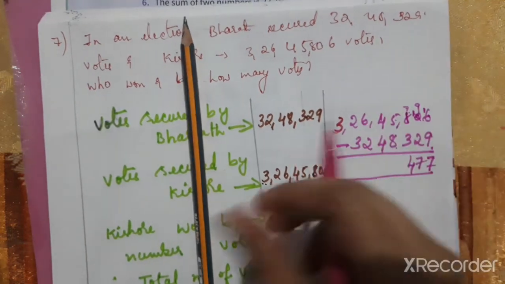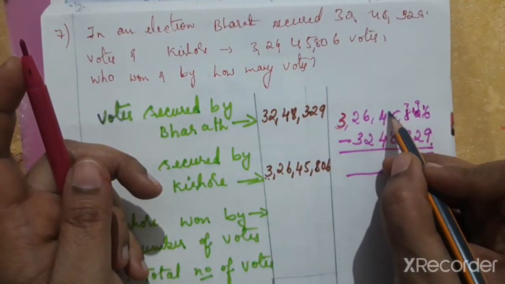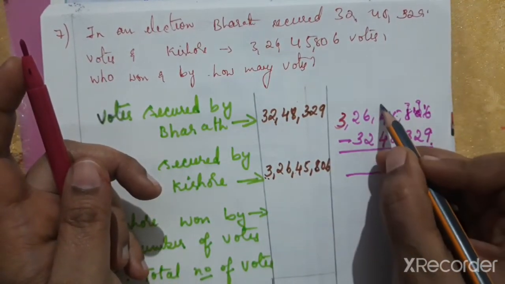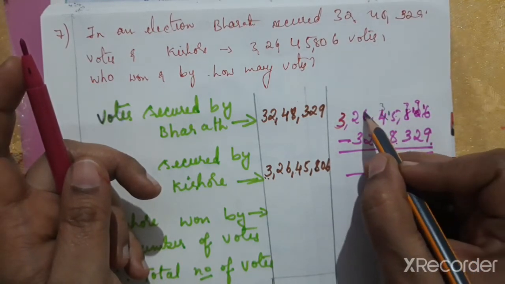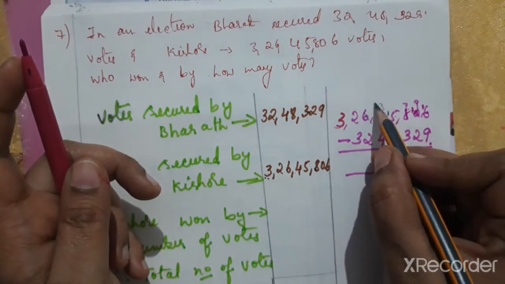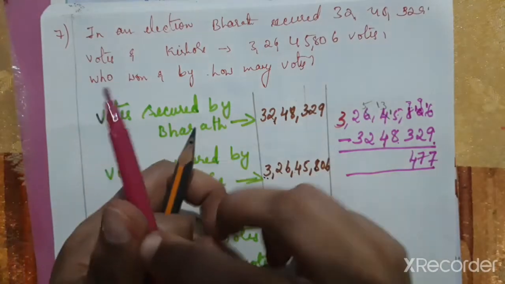5 minus 8 we can't subtract it. Borrow 1 from the next number. So this is here 14 and 4 will become 3. And 3 minus 4 we can't subtract. Borrow 1 from the next number. So this will become 13 and 6 is now 5.